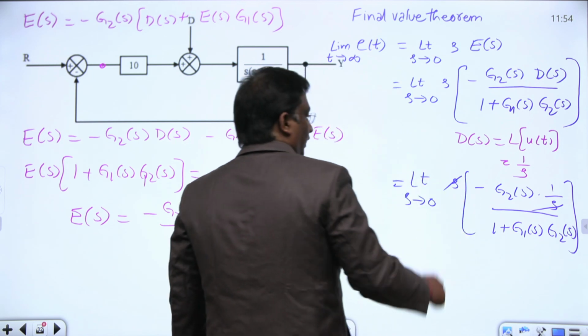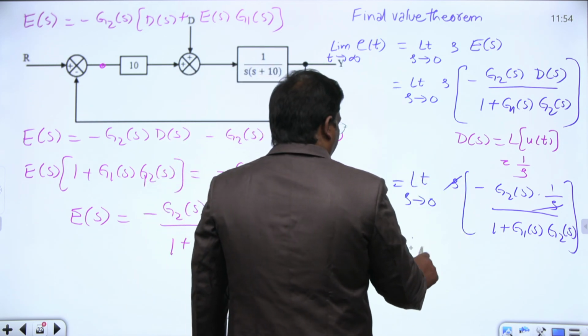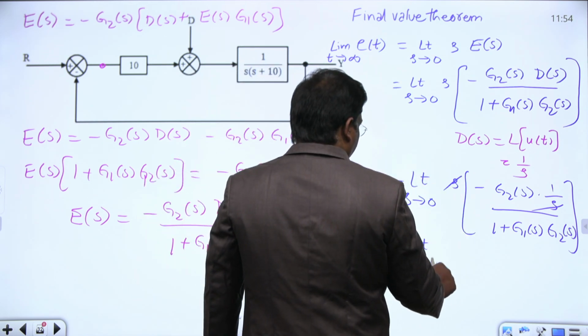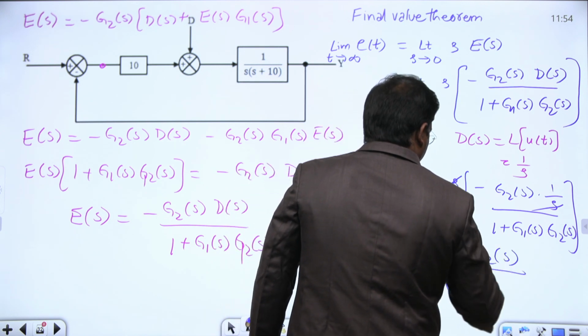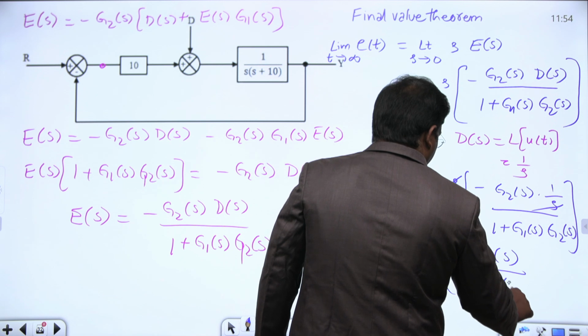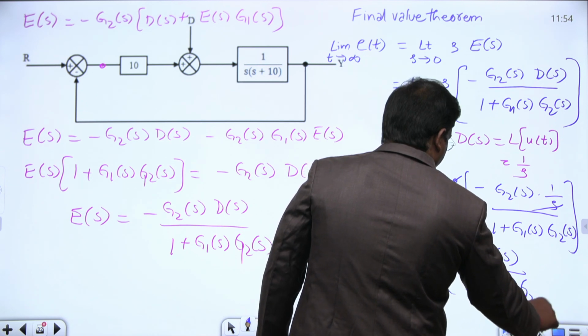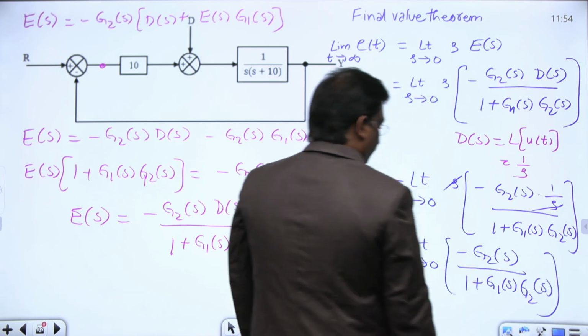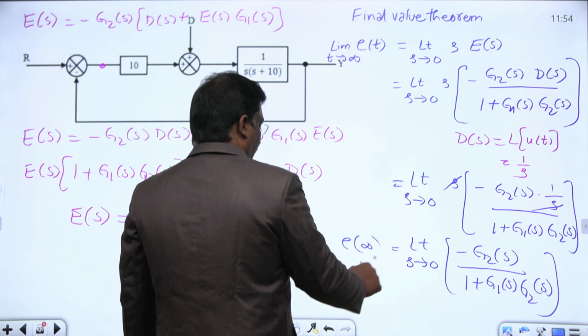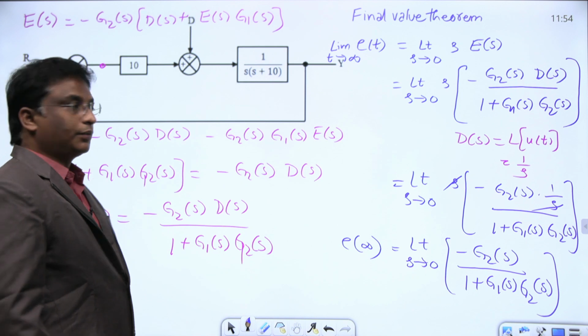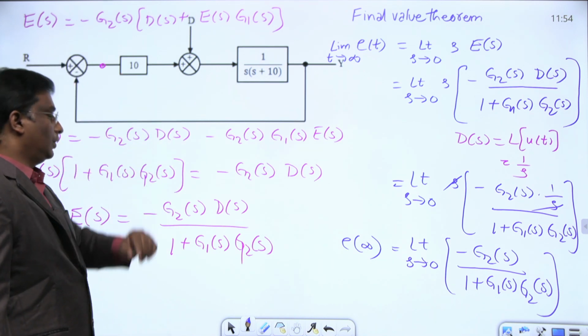This s gets cancelled. Therefore, the limit as s tends to 0 of minus G2 of s by 1 plus G1 of s into G2 of s. This is your steady state error at infinity, e of infinity. That's all. Let us substitute these things here. This is G1, this is G2.